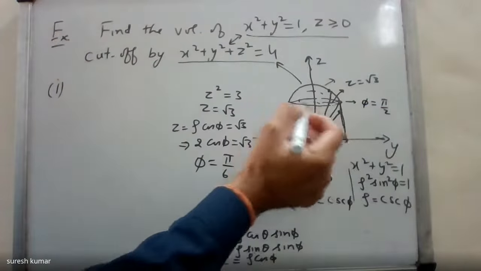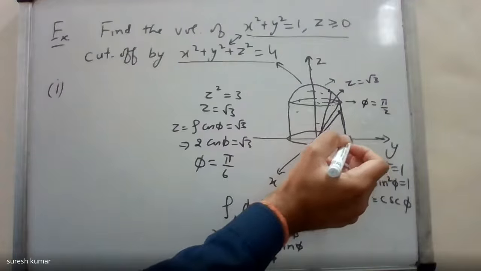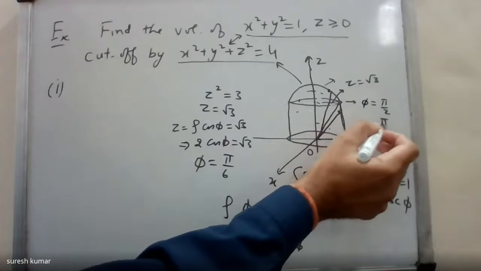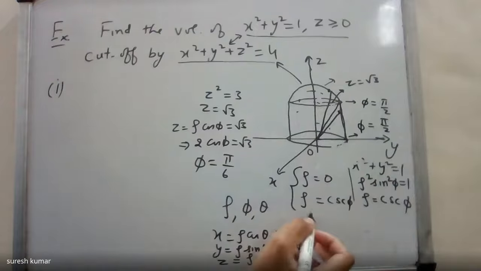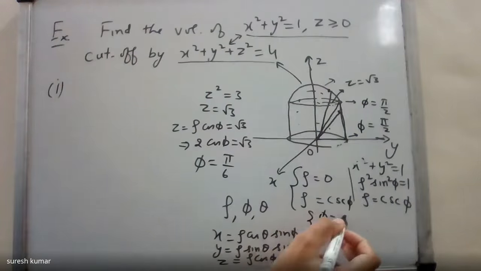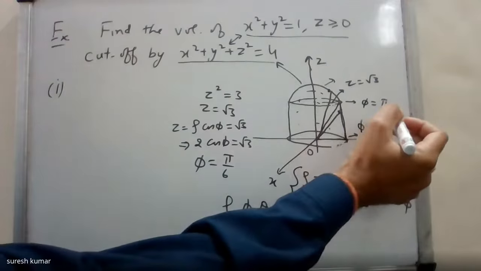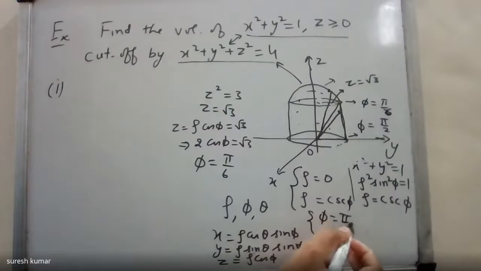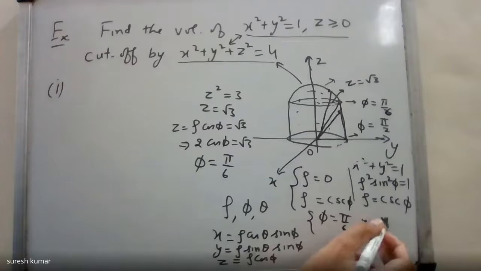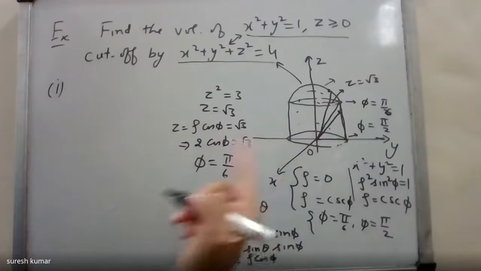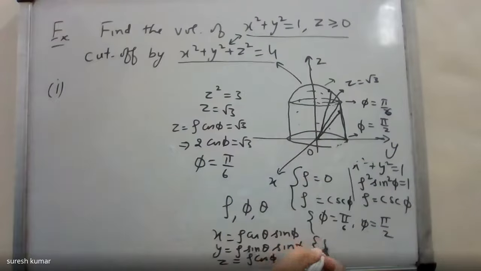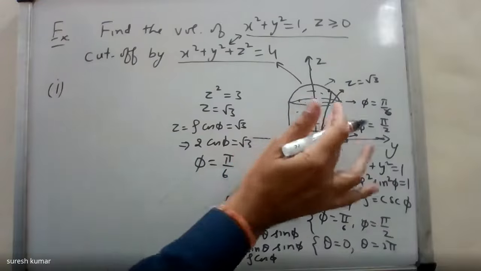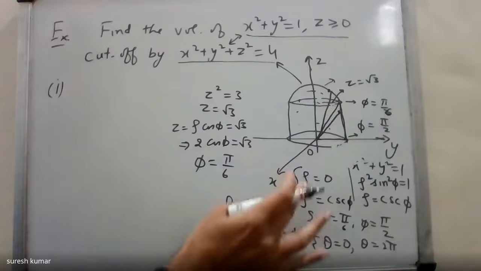This point could be anywhere, okay, this side. And here, phi is pi by 2. So phi limits are also clear. Phi goes from pi by 6 to pi by 2. Is it okay? Theta limits, no problem. Points are all around. Theta goes from 0 to 2 pi. So when the line goes out of the cylindrical surface, these are the limits.